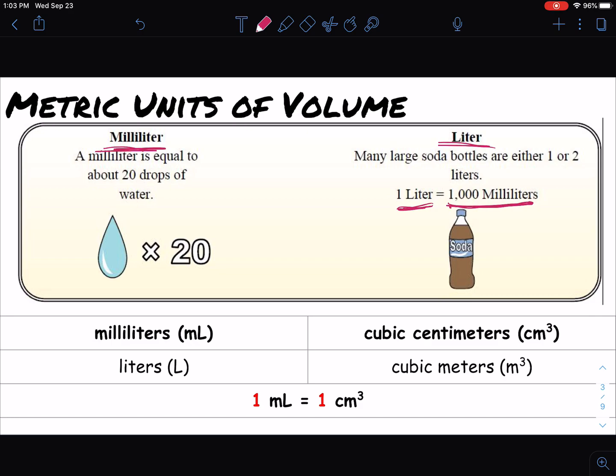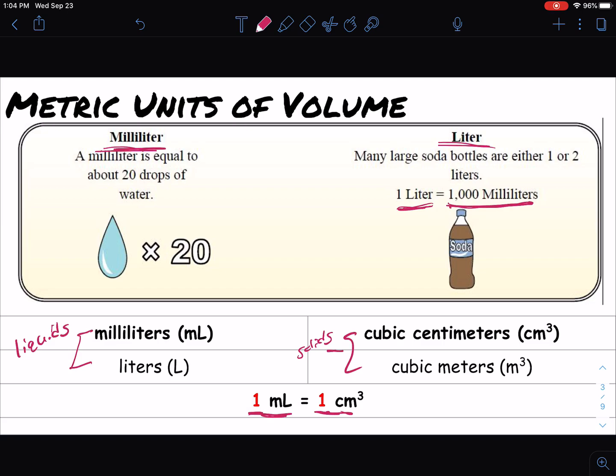Now down below here you do see the metric units. We have milliliters and liters, which are going to be for liquids, and cubic centimeters and cubic meters, which will normally be for solids, but these are interchangeable. And the reason they're interchangeable is right here with the milliliters and cubic centimeters. 1 milliliter equals 1 cubic centimeter, no matter what you do. So that means if you have something with a volume of 2 milliliters, it also has a volume of 2 cubic centimeters. 1,000,000 milliliters, 1,000,000 cubic centimeters. And that conversion allows us to go back and forth between the two.